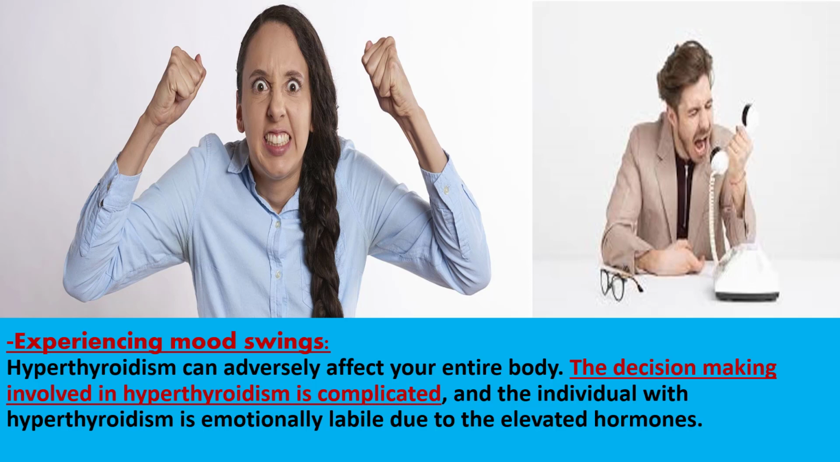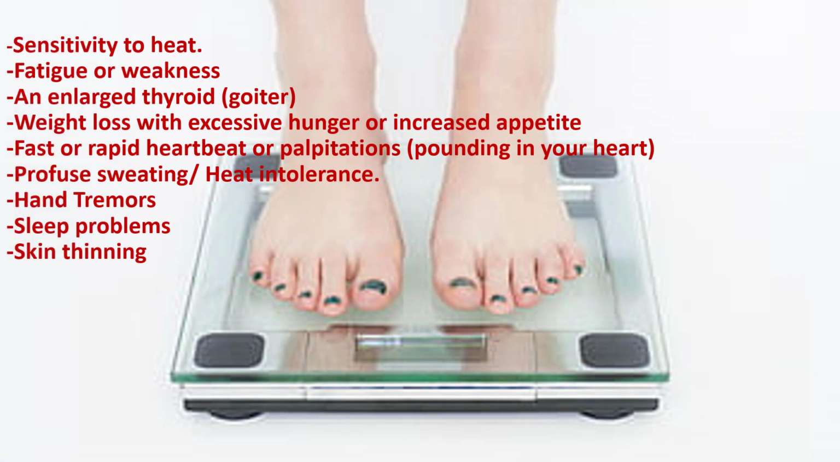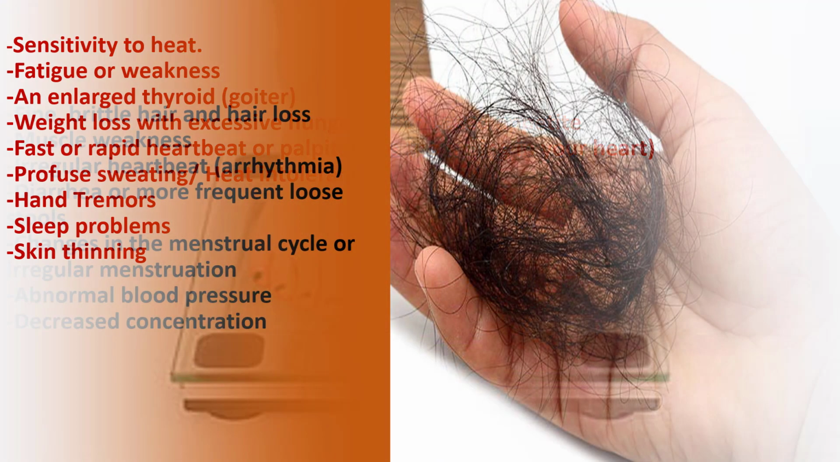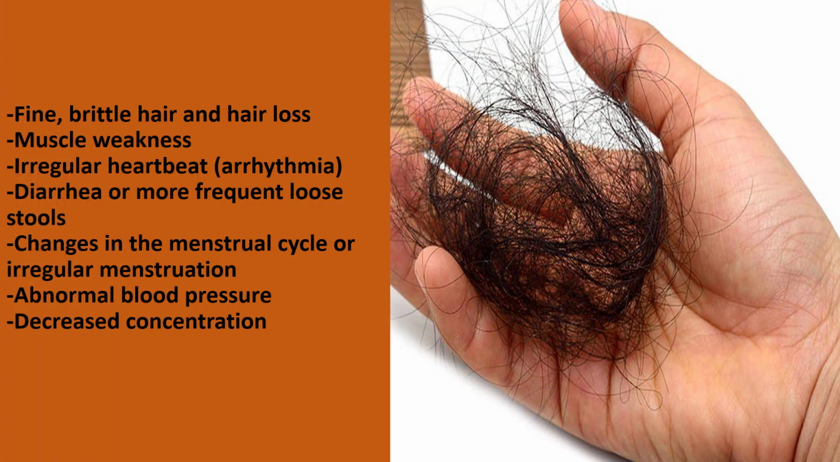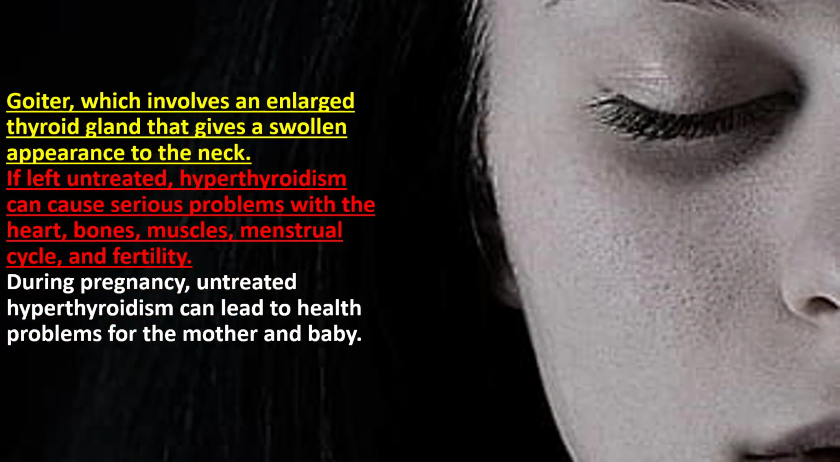The decision making involved in hyperthyroidism is complicated, and the individual with hyperthyroidism is emotionally labile due to the elevated hormones. Sensitivity to heat, fatigue or weakness, an enlarged thyroid or goiter, weight loss with excessive hunger or increased appetite, fast or rapid heartbeat or palpitations, profuse sweating, heat intolerance, hand tremors, sleep problems, skin thinning, fine brittle hair and hair loss, muscle weakness, irregular heartbeat, diarrhea or more frequent loose stools, changes in the menstrual cycle or irregular menstruation, abnormal blood pressure, decreased concentration.